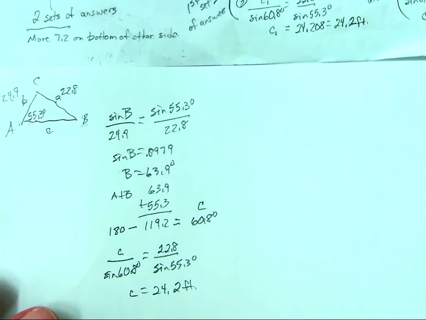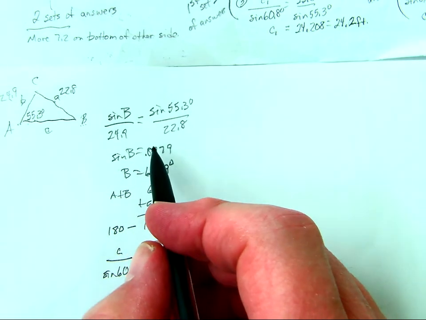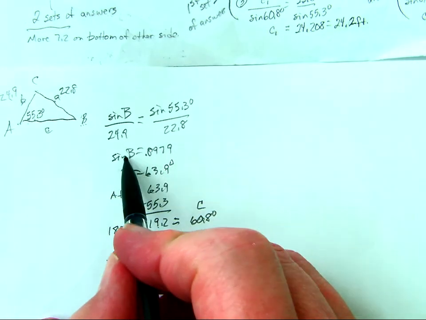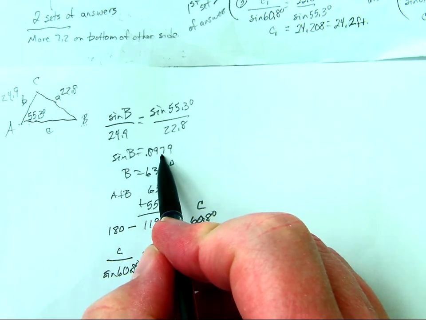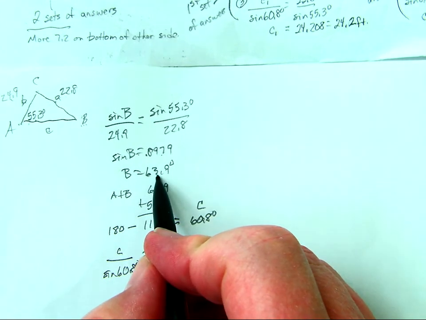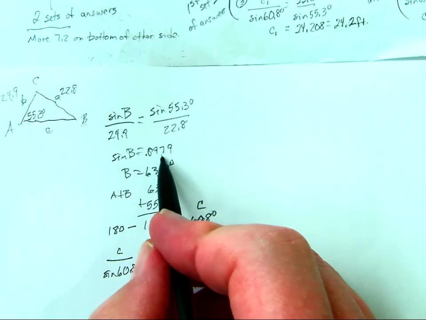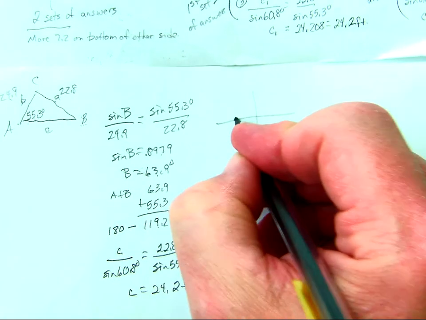Okay, now for our second set, we go back to where we started. Here, this all comes back to when we did inverse sine before. Here, the sine of B is a positive number. Remember, sine is positive in the first quadrant and the second quadrant. Well, we put it in the first quadrant to get 63.9. But we don't know. It could have been in the second quadrant.